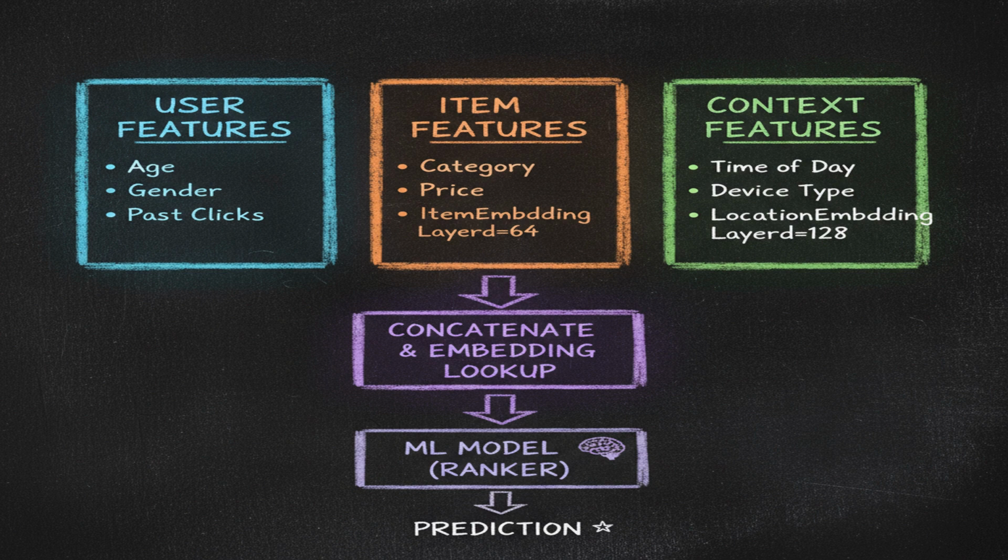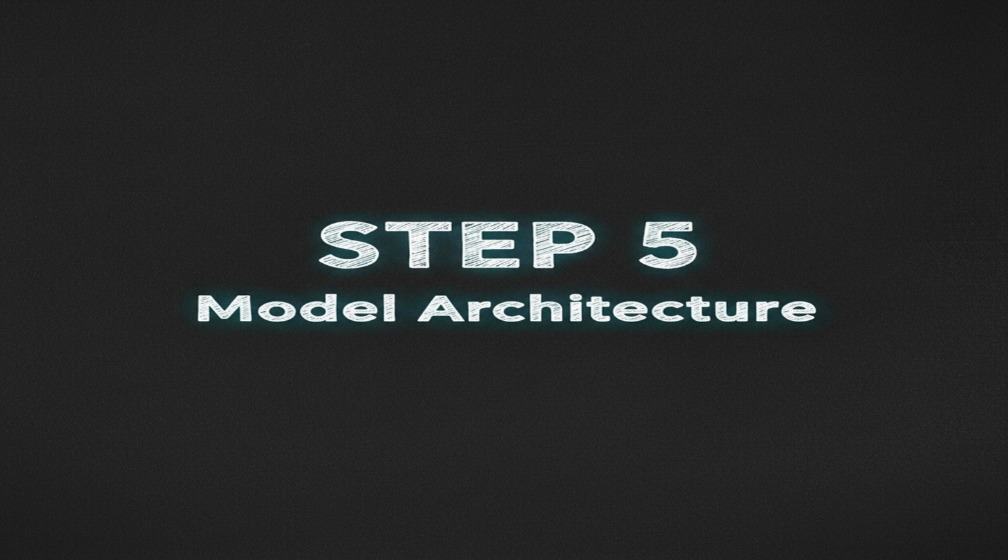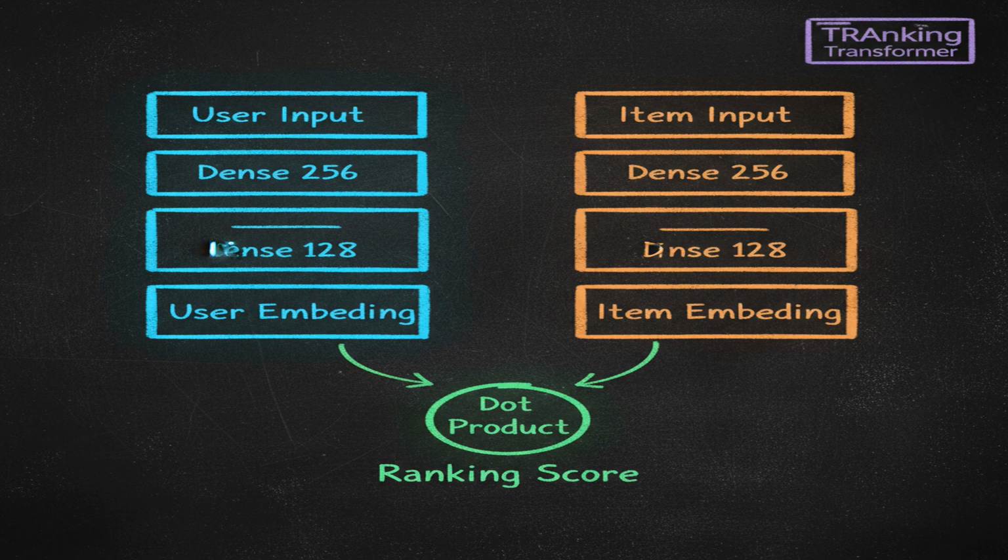Now let's design our model architecture. We'll start with a simple baseline, like a collaborative filtering model. Then we'll move to a two-stage approach. Candidate generation followed by ranking. Think of candidate generation like a funnel, from millions of items down to hundreds.